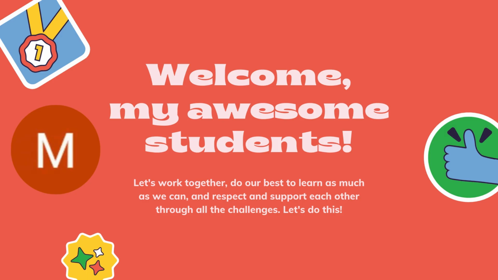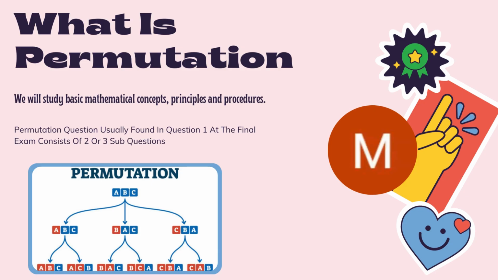I hope those who are watching benefit from this presentation and use the questions and answers as guidance for future reference. In this section, we will learn about what permutation is. Basically, a permutation is an arrangement of objects in a specific order. It shows the different ways to organize a set of items where the order matters. Permutation questions usually found in question 1 at the final exam consist of 2 or 3 sub-questions.